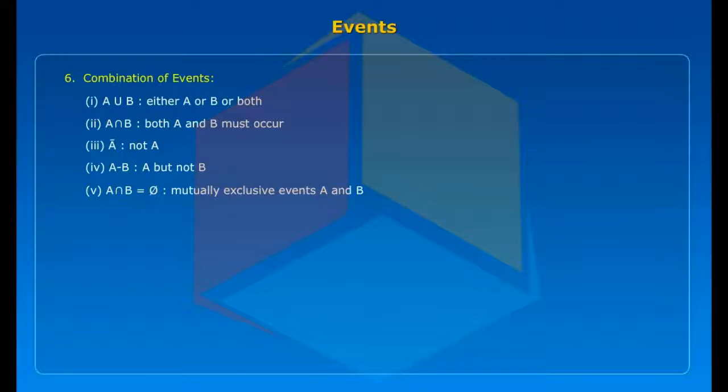Combination of events. A union B means either A or B or both. A intersection B: both A and B must occur. A bar, not A. A minus B: A but not B. A intersection B is equal to phi: mutually exclusive events A and B.